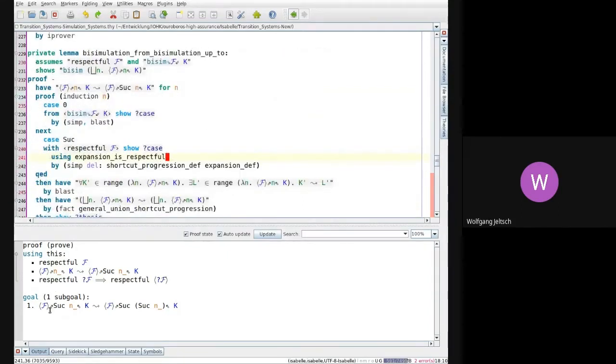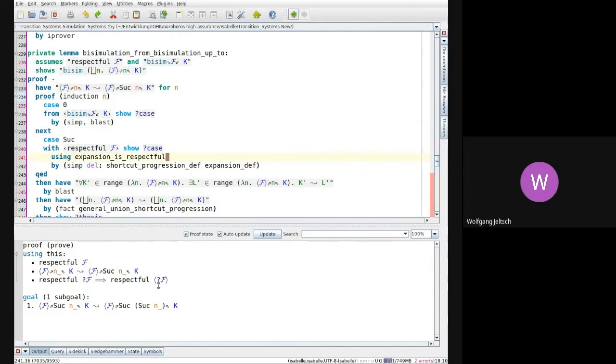So you see it here in our IDE. If you say using expansion is respectful, then we get this as an additional fact that we can use. So if f, any f, so this question mark is again a schematic variable, so it means any f, all f. So if any f is respectful, then its expansion is respectful. But this means in particular that if our f is respectful, then its expansion is respectful.